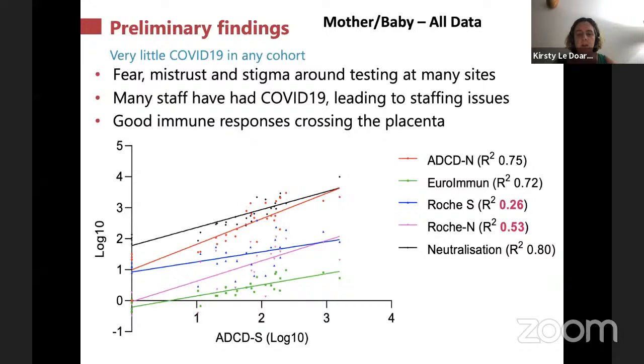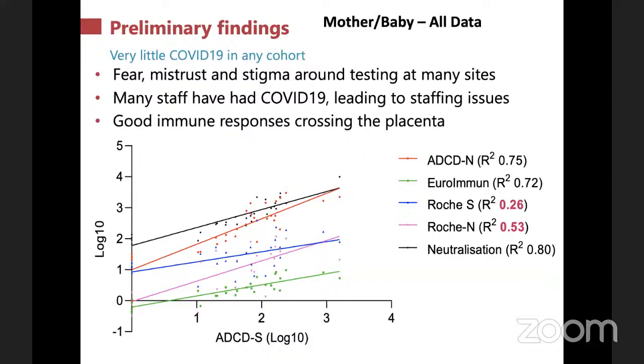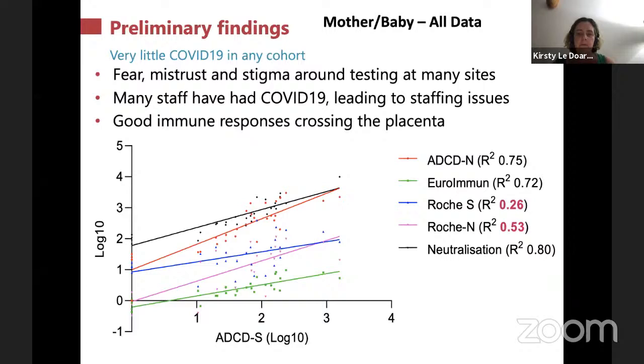And perhaps as you would expect, the total antibody ELISAs, so the Roche S and the Roche N ELISAs, do not perform particularly well with cord blood samples, which probably reflects the fact that only IgG crosses the placenta, and these assays measure the total antibody. And actually none of these assays perform particularly well compared to neutralization, which is of a concern now that we're moving towards vaccination. And it will be really interesting now that our healthcare workers are beginning to be vaccinated and may also become pregnant, whether some of the antibody responses that we see might also be reflected in that.